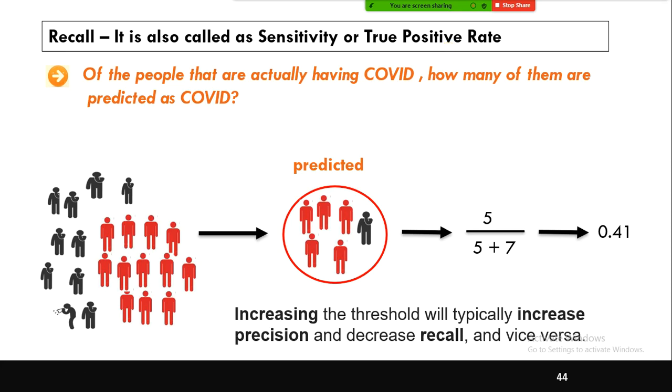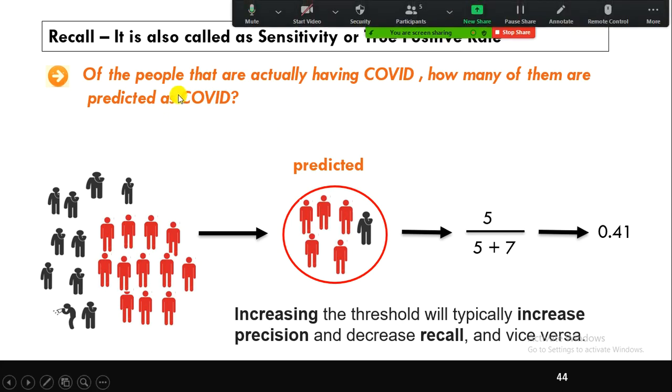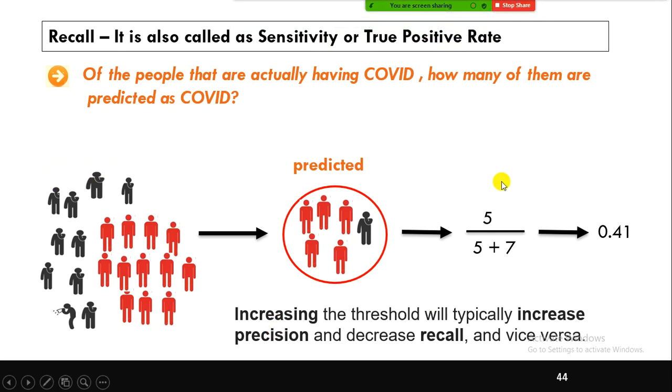So what exactly is recall all about? Of the people that are actually having COVID, how many of them were predicted as COVID? It is pretty straightforward. Look here, 2, 4, 6, 8, 10, 12. Of these 12 people actually having COVID, my model predicted 5 people. Out of these actual COVID people, how many of them were predicted as COVID?